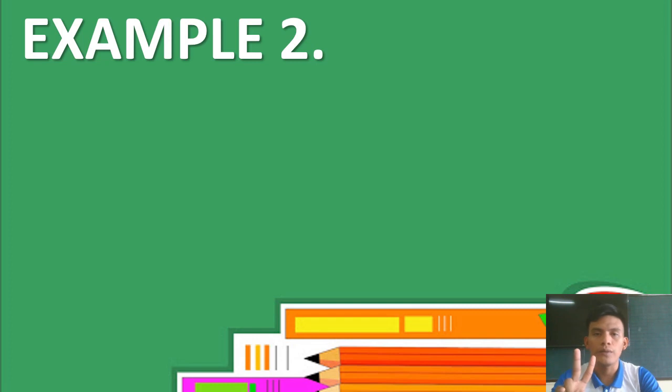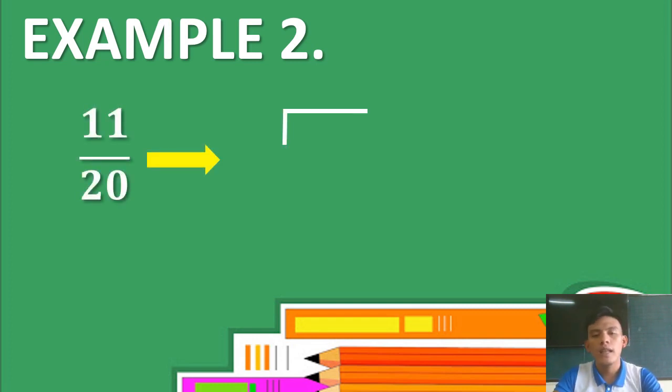Example 2. 11 over 20. 11 is inside, 20 is outside. 11 divided by 20. We cannot divide 11 by 20 directly because 11 is less than 20. So we put a decimal point beside 11, and the decimal point must be aligned. Then that's the time we add 0.